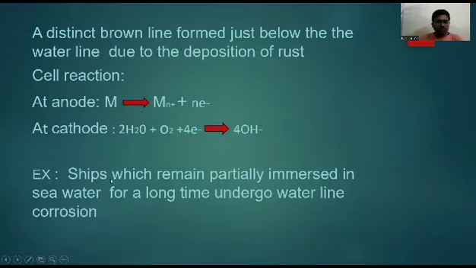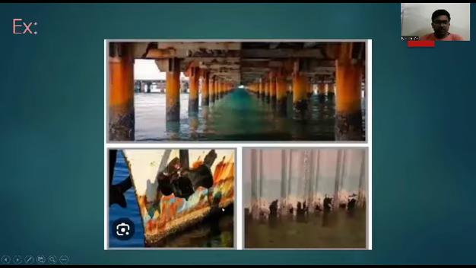Example: ships which remain partially immersed in sea water for a long time undergo water line corrosion. We see the below part of the ships undergoes corrosion because of less oxygen, as it acts as an anode. See, this is the below part of the ship. It is a brown color, which has undergone corrosion. Bridges also undergo corrosion.